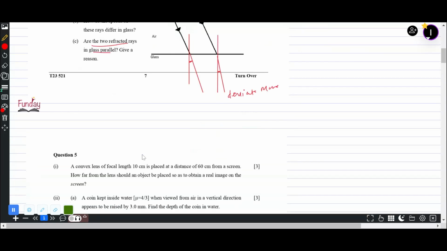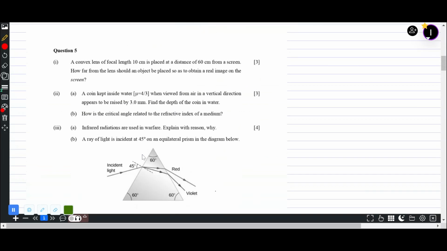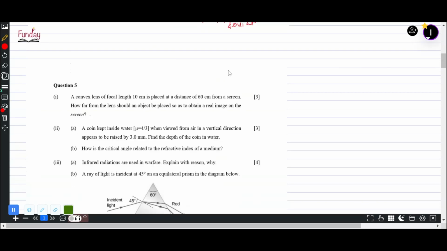Now, fifth question. A convex lens of focal length 10 centimeters is placed at a distance of 60 centimeters from the screen. So what do we have? We know it's a convex lens, so the focal length will be positive. Screen is placed at 60 centimeters. That means V is equal to 60, and it will be plus because it is on the other side of the lens. So f is equal to plus 10, and V is equal to plus 60.